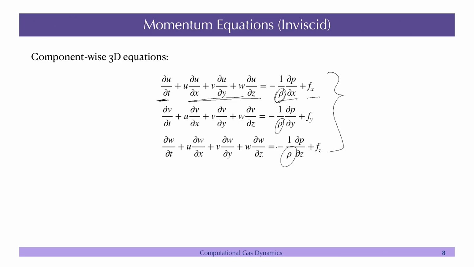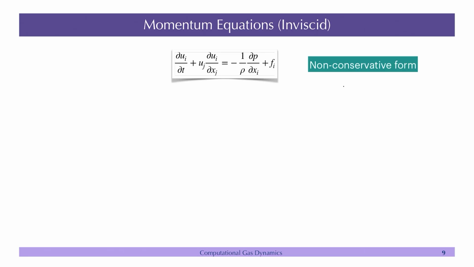So, this is called the non-conservative form, which is not very good if you want to write a code for the flow in gases. I will come to why it is not a very good form and what will be the better form. So, let us go there. This is the non-conservative form.